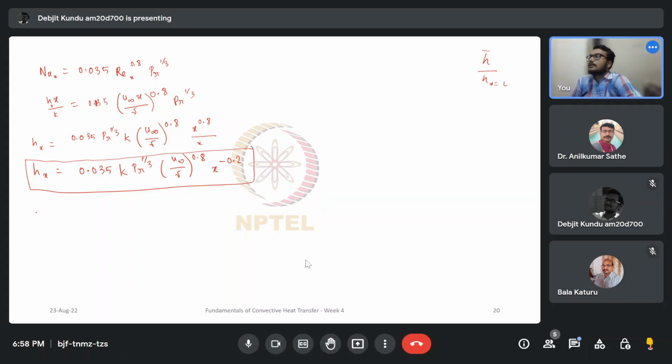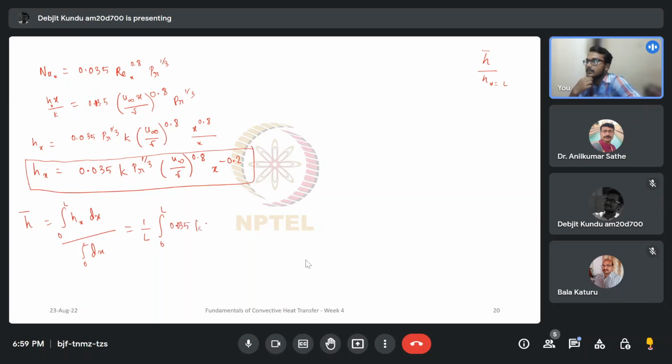So first of all, we will calculate this average h. What is this? This is nothing but integration 0 to L hx dx, divided by integration 0 to L dx. This is how we calculate average h. So integration 0 to L dx would become L simply, so 1 by L, and now we will perform this integration.